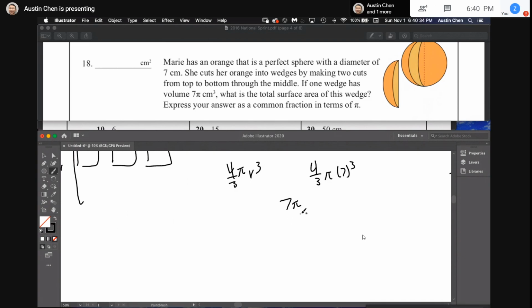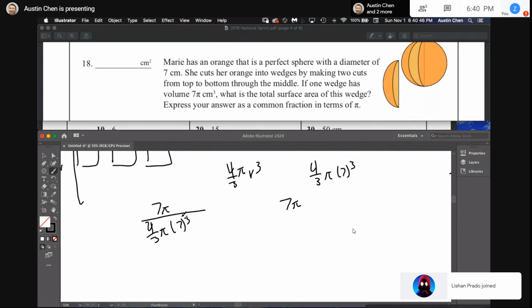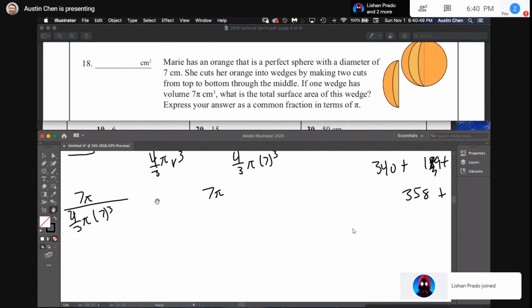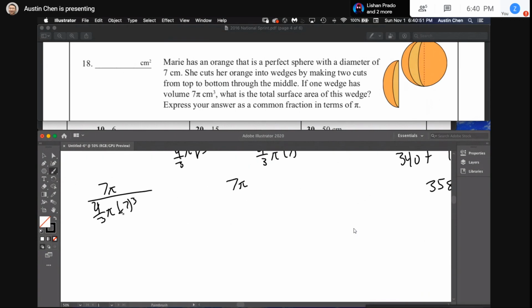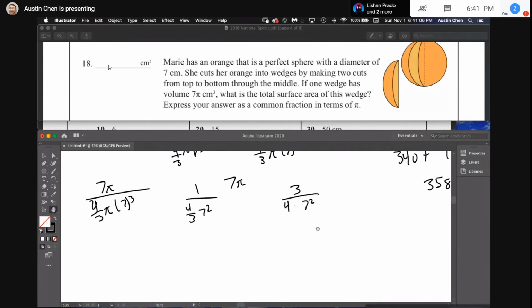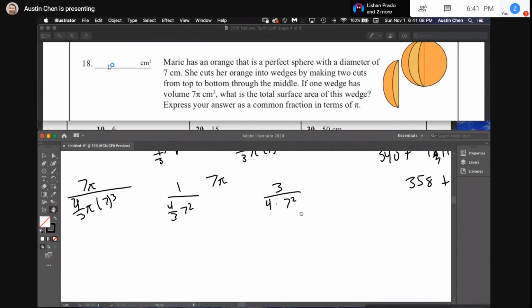So then we can get the fraction that the wedge is to the entire sphere by making a ratio of the volumes. So the fraction is going to be this, right? All right, and then we can cancel the 7 on top and bottom, and a pi. So then we have 1 over 4/3, 7 squared. So then what is that? That's just 3, and then 4 times 7 squared. All right, so this is our fraction.